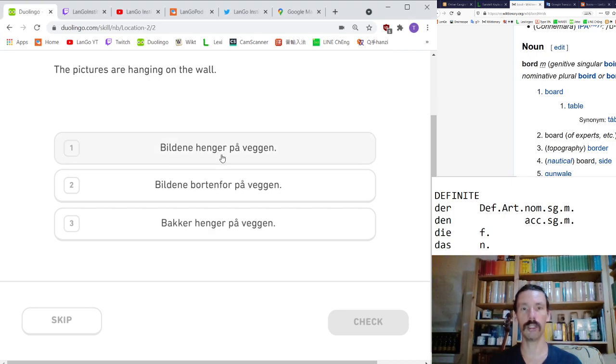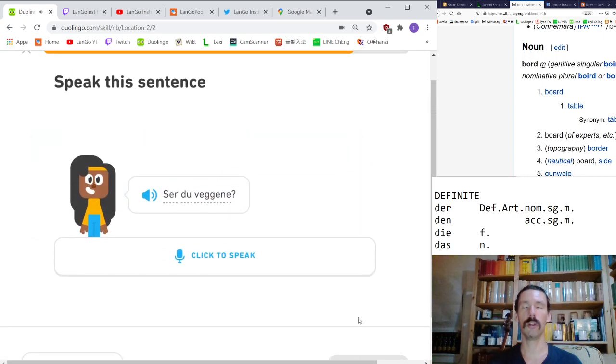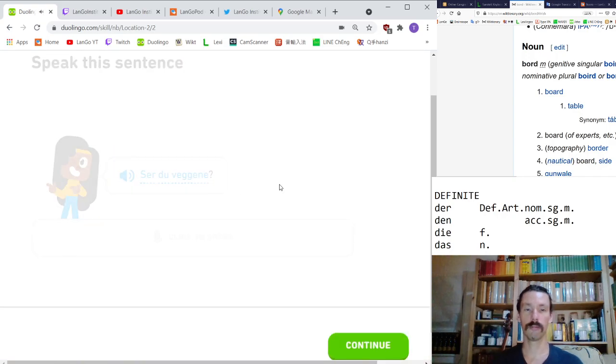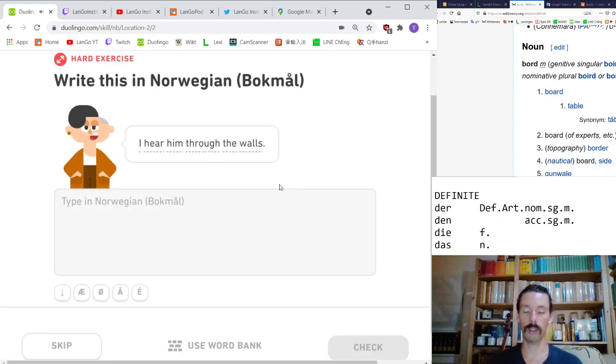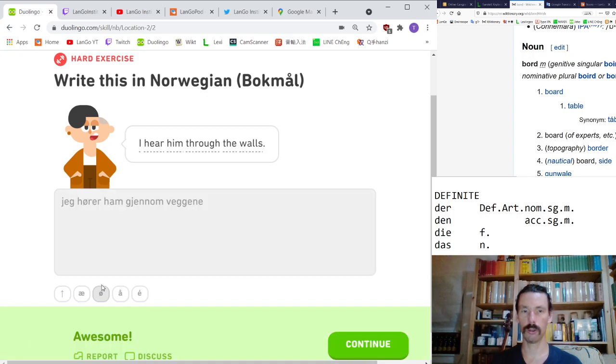Pictures. Bildene henger på veggen. Ser du veggene? See the walls, plural. I hear him. Jeg hører ham gjennom veggene. The walls, plural.